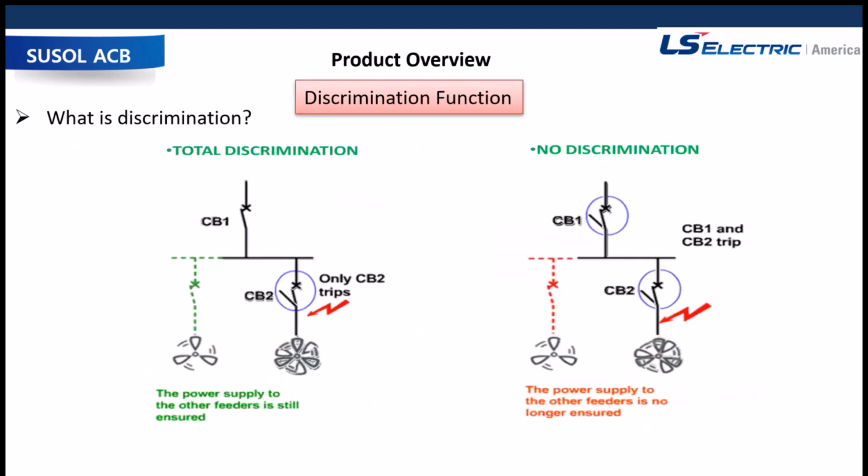So what is discrimination? Total discrimination is on the left. The power supply to the other feeders is still ensured. Then we show a drawing here on the right with no discrimination, showing that both protective devices open at the same time, and that's not good. So now you not only protect the device that failed, either a ground fault or some electrical intrusion with excessive current, but your mains also open at the same time. Your mains serve everything on that network, and that means the whole network goes down.